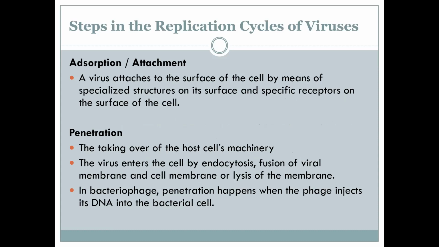So last slide. These are the steps in the replication cycle of viruses. First, there is absorption or attachment. A virus attaches to the surface of the cell by means of specialized structures on its surface and specific receptors on the surface of the cell. Then, after adsorption or attachment, there is penetration.